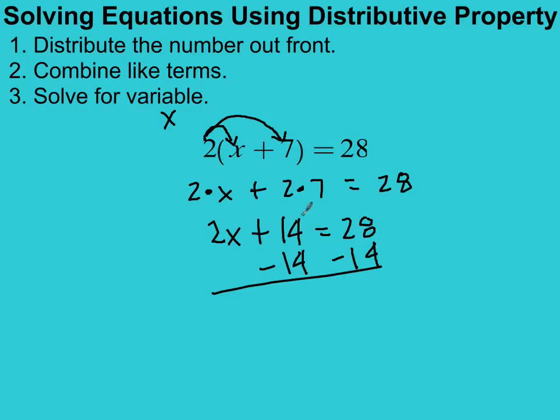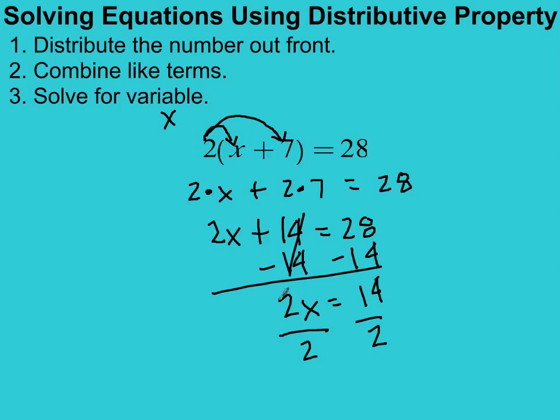When we do that, the 14s will cancel, and that will just leave us with a 2x on the left side. And 28 minus 14 would give us 14. So now we've got 2 times x equals 14. But remember, we're trying to get x by itself. So we want to do the opposite of what our problem tells us. Right now we've got 2 times x. To do the opposite of 2 times, we would have to divide by 2.